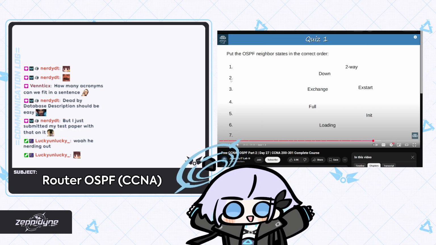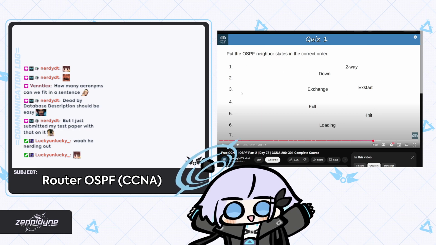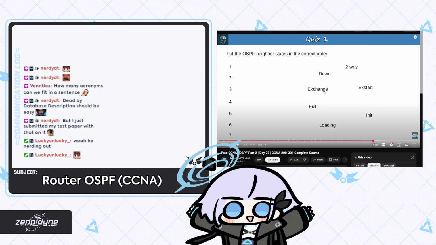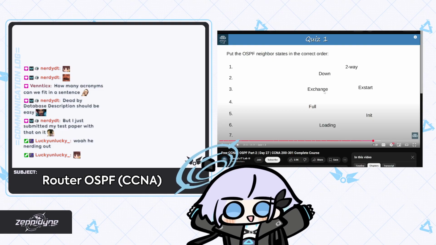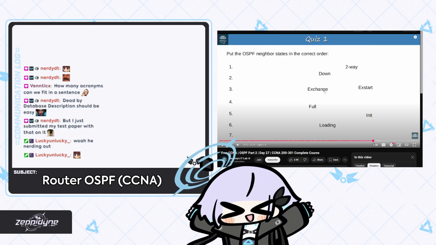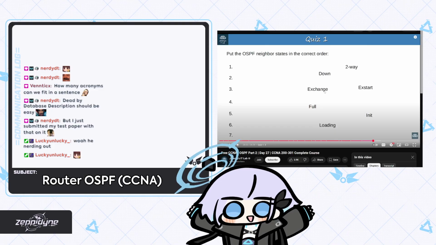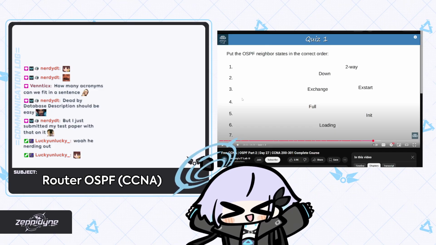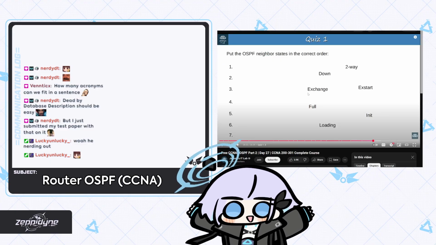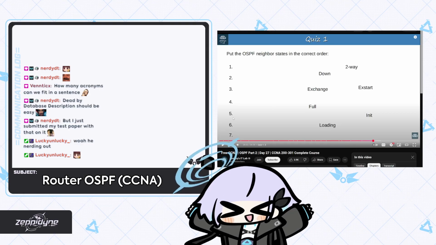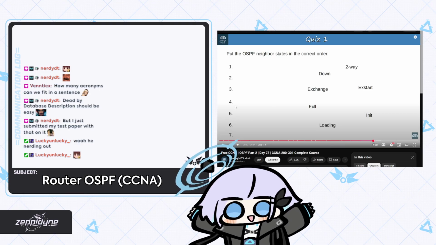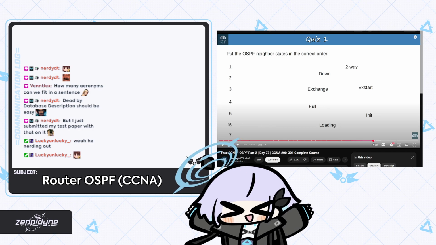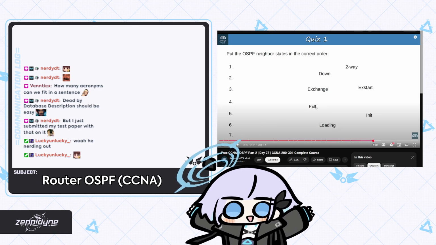Down, init, two-way, Xstart, exchange, loading, full.